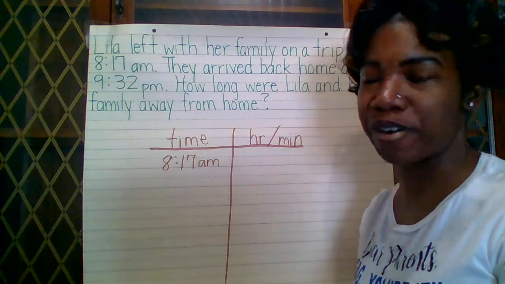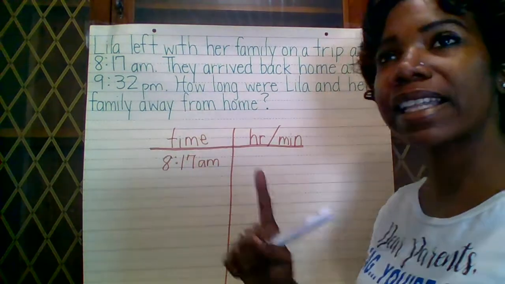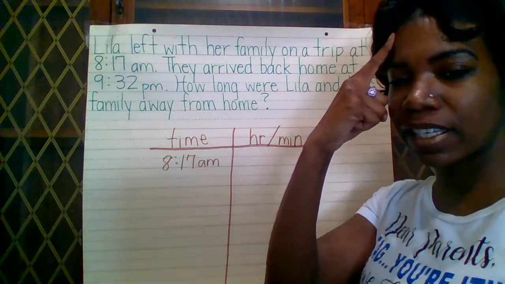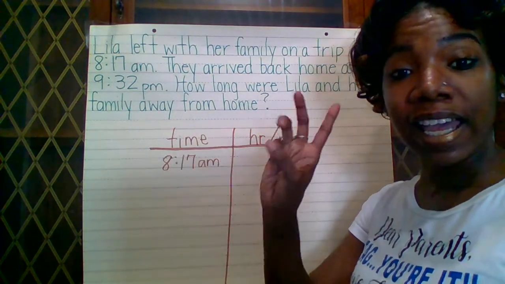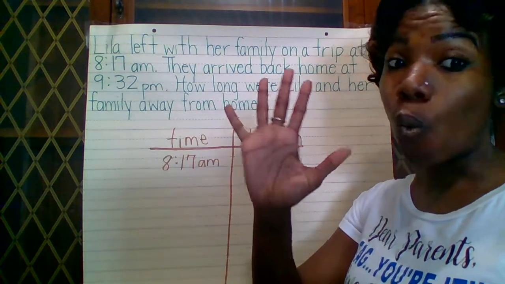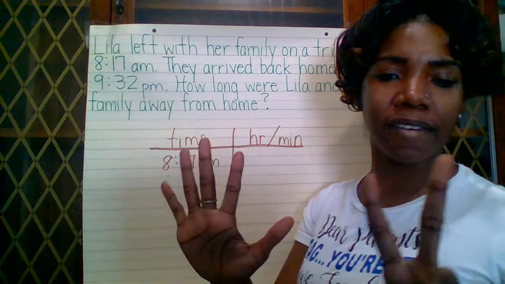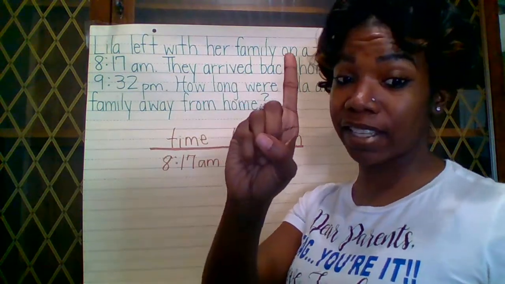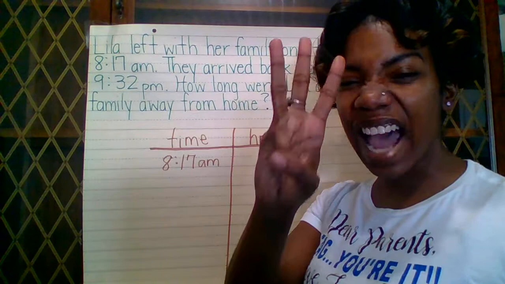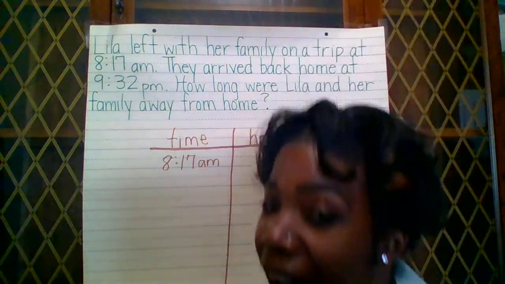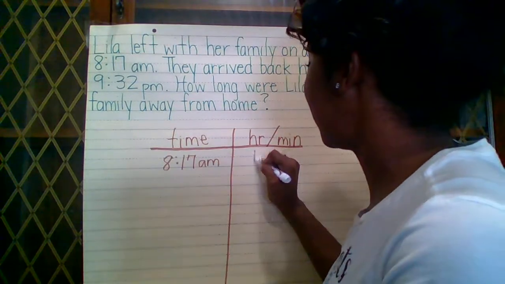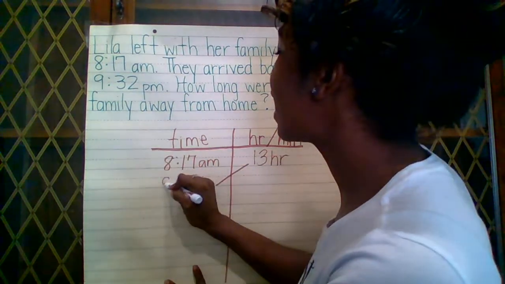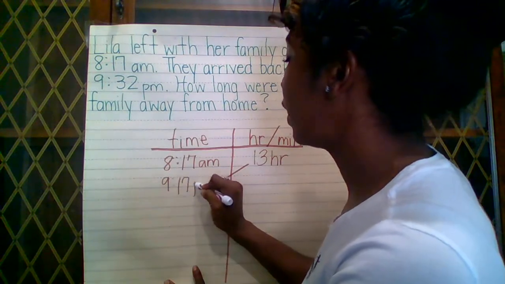Awesome. Let's jump hours. So let's count in our head. Let's go from 8:17 all the way to 9:17. Let's see. 8:17, 9:17, 10:17, 11:17, 12:17, 1:17, 2:17, 3:17, 4:17, 5:17, 6:17, 7:17, 8:17, 9:17. How many hours were that? 13. 13 hours. It's what time? 9:17 p.m.